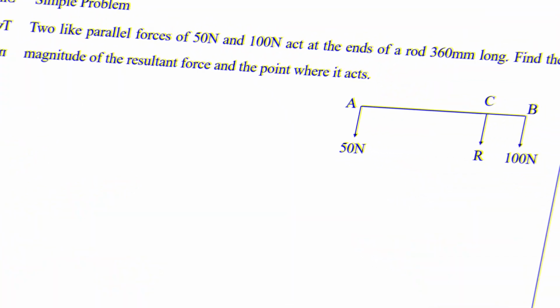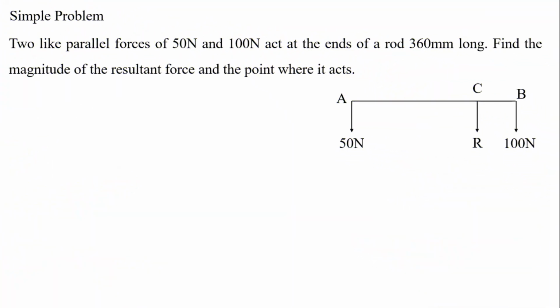Then the second one: two like parallel forces of 50 Newton and 100 Newton act at the ends of a rod 360 mm long. Find the magnitude of the resultant force and the point where it acts. So, this is the problem. At point A 50 Newton is acting downward, at point B 100 Newton is acting downward. The resultant force acts somewhere in between A and B, which is at C, R.